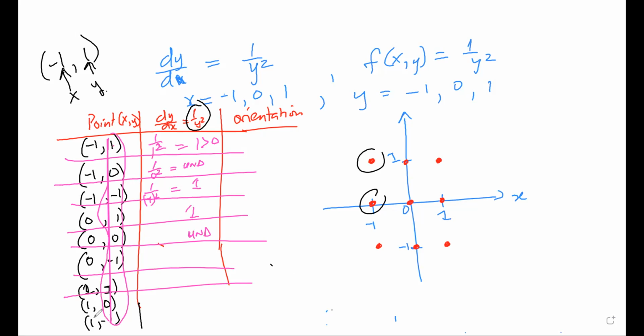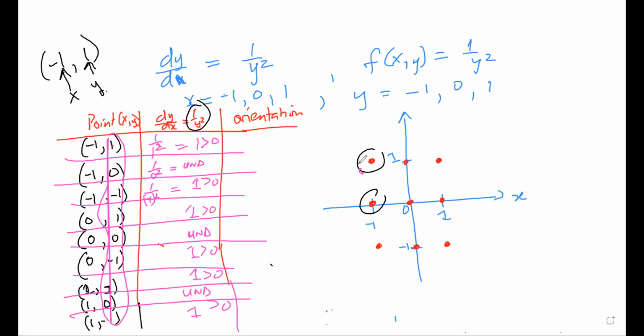So let me do that for all of them. Then minus 1 is similar to that one. So I have 1 wherever there's 1, and wherever there's 0, it's undefined. Wherever there is minus 1, I get the slope 1. So all my slopes at all other points are just greater than 0, except at 3 points where this is undefined. So what do we do?